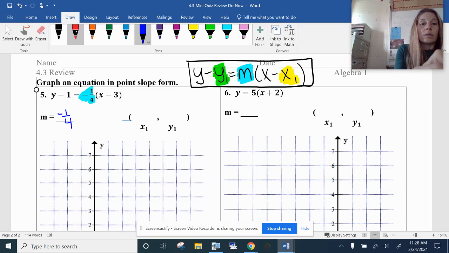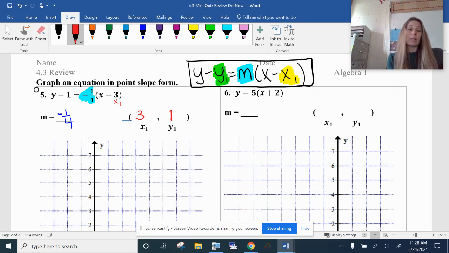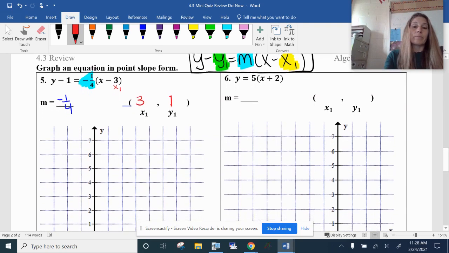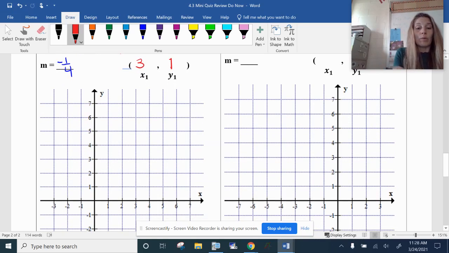And then, of course, what is being subtracted from my x here? This negative 3 or minus 3, which means a positive 3 is being subtracted. And then over here I have y minus 1, so that means a positive 1 is being subtracted. So when I go to graph this, I'm going to plot the 3, 1 on my graph.